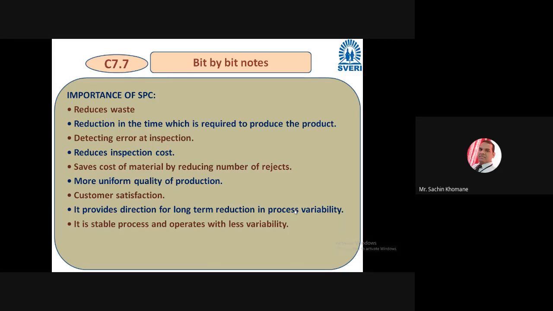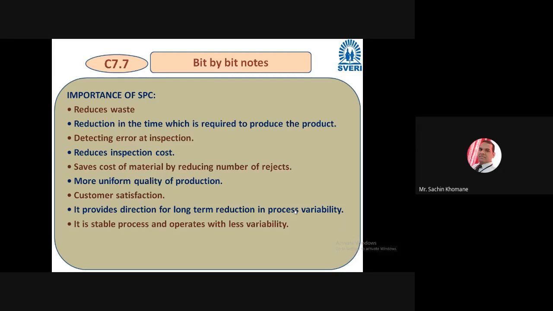Detecting error at inspection. Quality people who are checking may just check it, and if it is within limit they will pass it and dispatch the product. But if you want to find the error, why this variation is there, you people can detect that. So this is the importance.